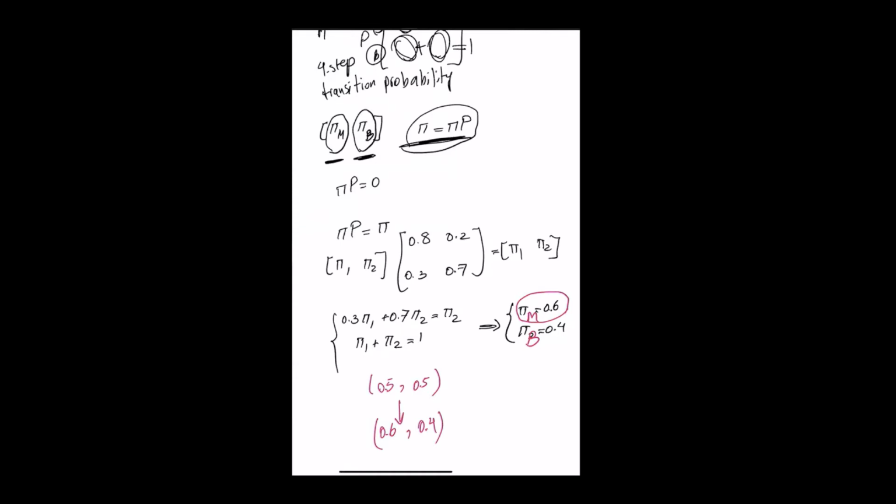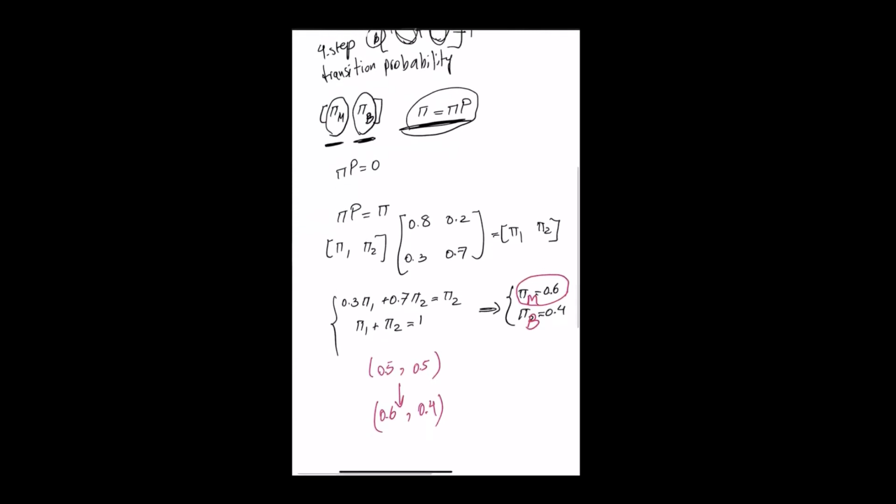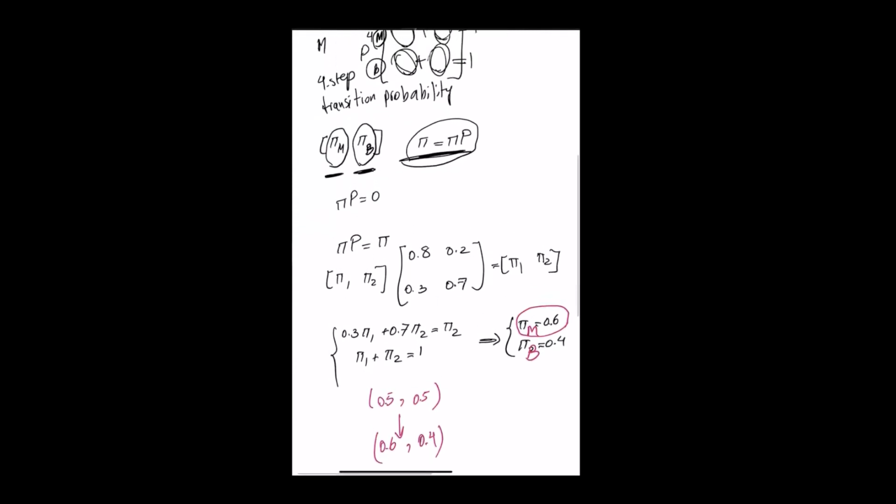Sorry, Professor. I think there's a little typo. Where? Isn't it, for your system of equations, 0.2 pi 1 plus 0.7 pi 2? That is true, sorry.